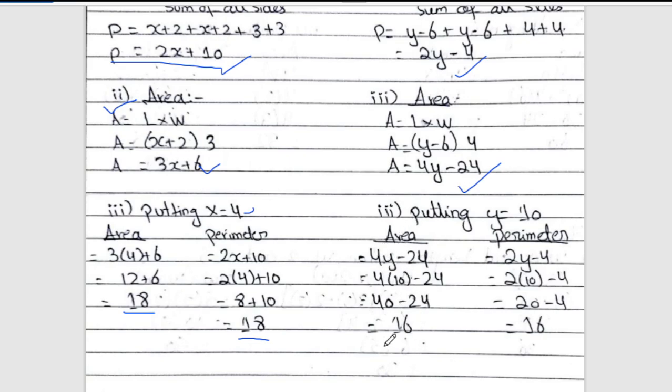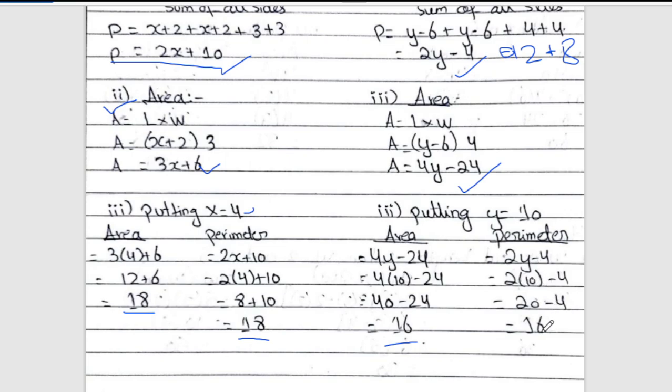40 minus 24 will be 16. The expression of perimeter is y plus y, 2y, and minus 6 minus 6 minus 12 plus 8, that will be minus 4, because minus 12 plus 8 have different signs, so we will subtract them. 12 minus 8 will be 4, but the sign of the bigger value, which is 12, is minus, that's why it is minus 4. By using this expression 2y minus 4 and putting y equal to 10, 2 into 10 will be 20. 20 minus 4, the answer is 16.